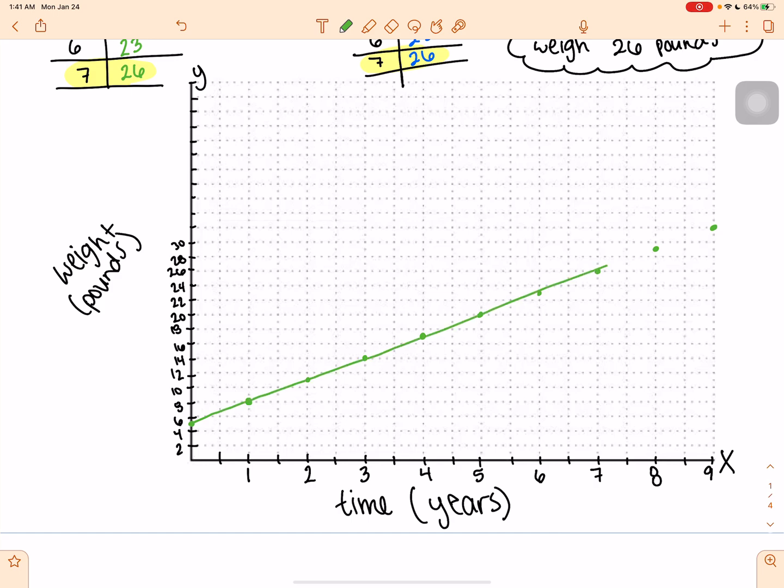You can also just use a ruler to go all the way here to the end. So this here is the bunny. Okay? And you need to make sure that your points are plotted accurately. You need to have a nice straight line there.